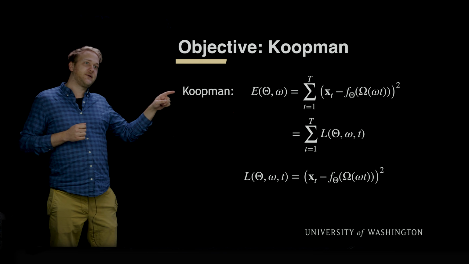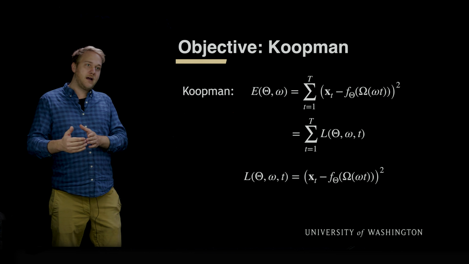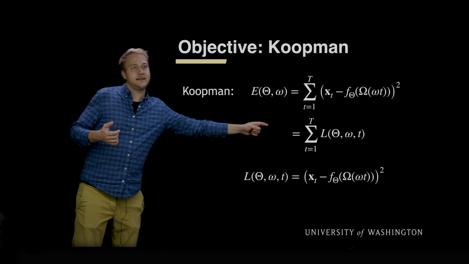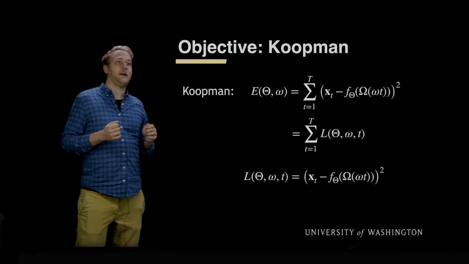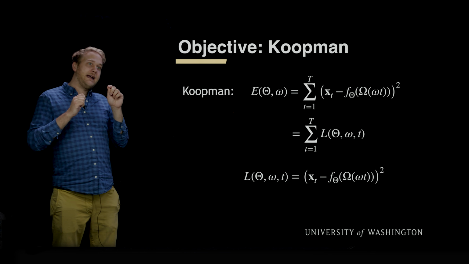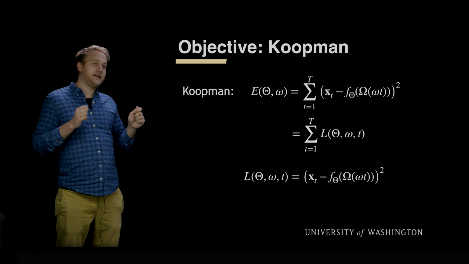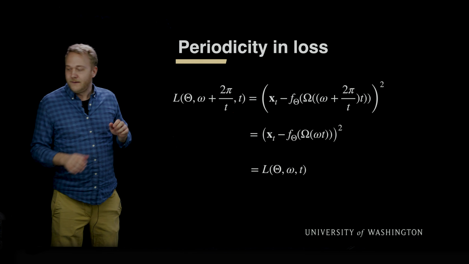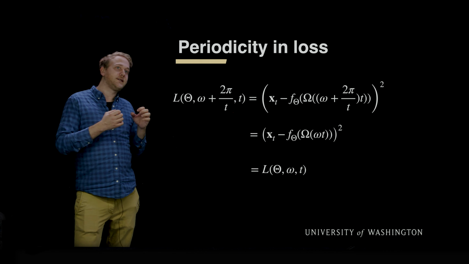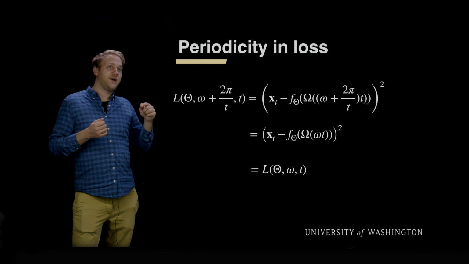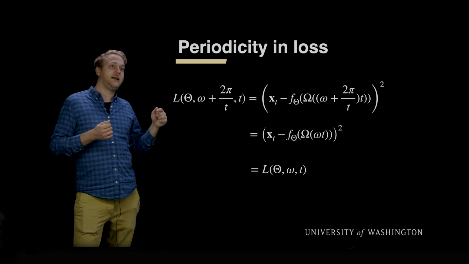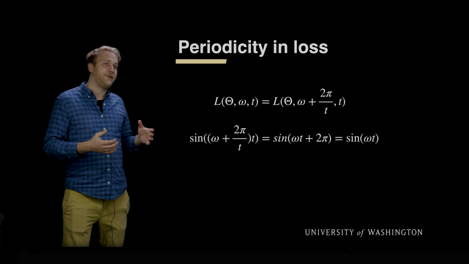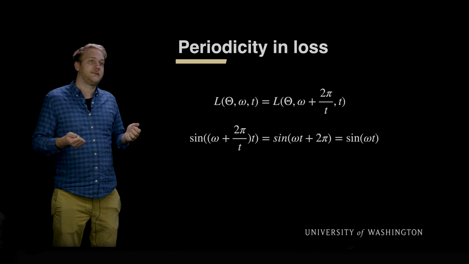The error function we're trying to solve is a sum of what we call temporally local loss functions. So we're summing up this L for every time step. Now let's have a look at this loss function at a specific time step in a little bit more detail. If you look at this temporally local loss function, it's very easy to show that it is periodic in 2 pi divided by t. And this follows almost directly from properties of the sine and cosine function.